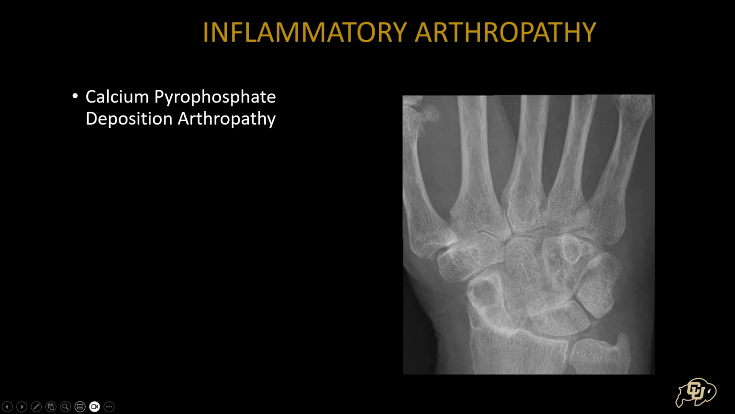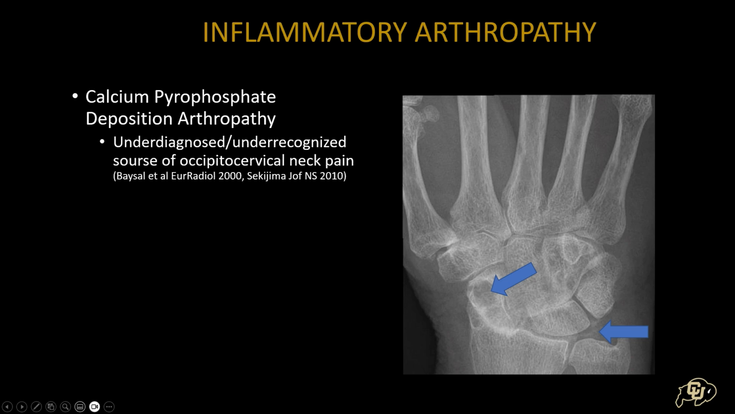Now, what about CPPD? This is our other arthritis. We know in the wrist, we get this calcium pyrophosphate deposition. It's also characterized by arthritis, joint narrowing, and cystic change. Now, the cystic change in CPPD is actually very important. It can be very profound.